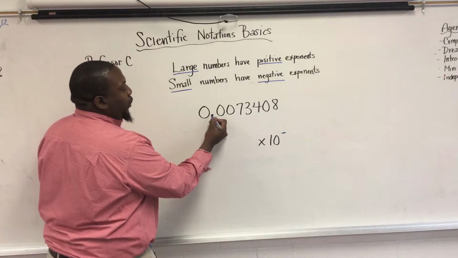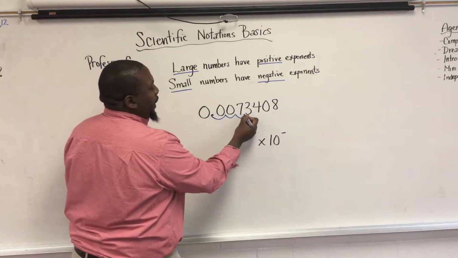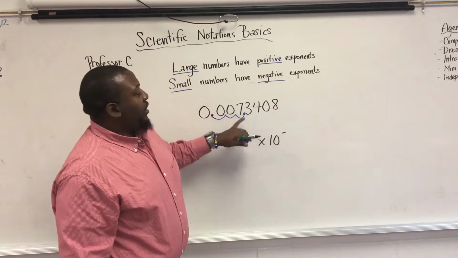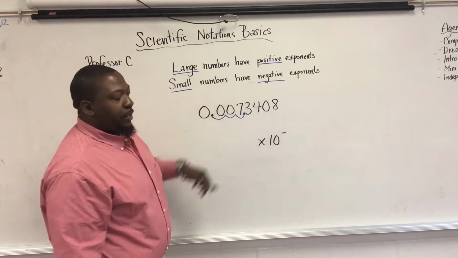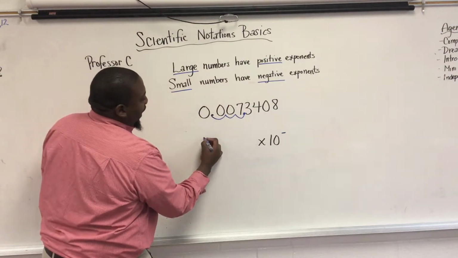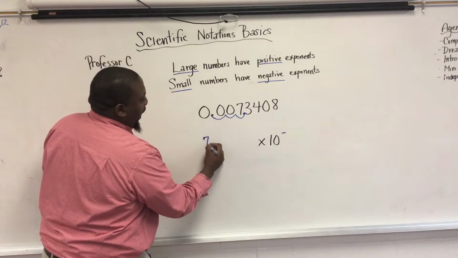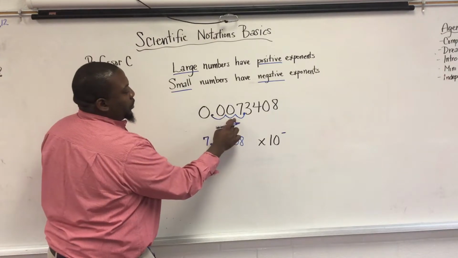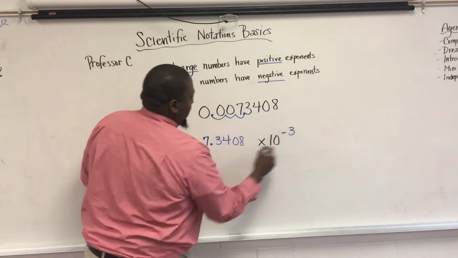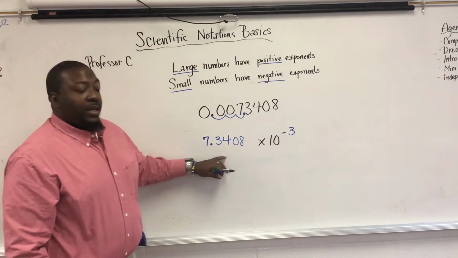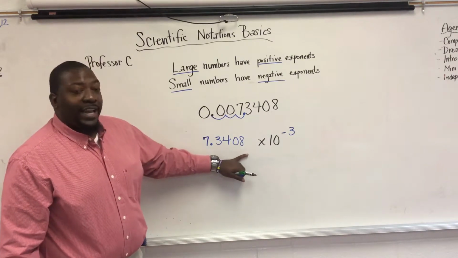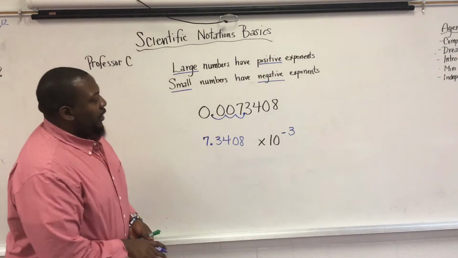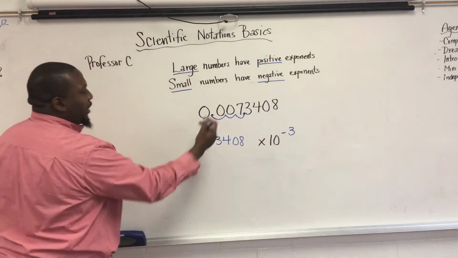So my decimal is here. I'm going to move it 1, 2, 3 places, because the goal is to have one digit to the left of the decimal. That means one digit in the ones place. So now that I moved that decimal, I can rewrite this number. I moved it 1, 2, 3 places. That means this number in scientific notation is 7.3408 times 10 to the negative third power. Okay, let's try one more example, and I'll leave that one above.